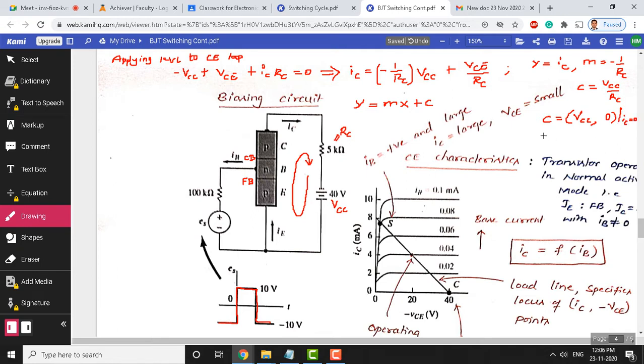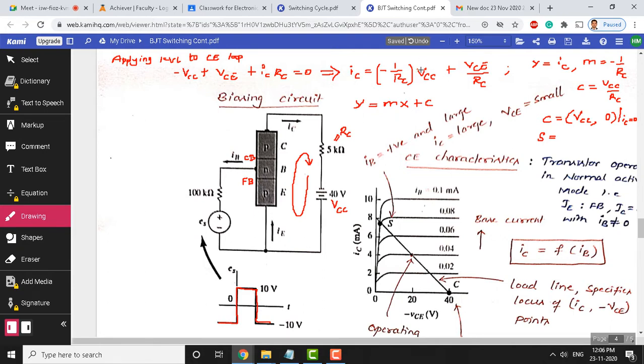Next, you can similarly obtain the S point, this point here, by making VCE as 0. Because when you end up on the y axis, the x will be 0. So, when VCE is 0, you can obtain the value of IC. Substitute here VCE as 0, and you will get a value of IC as minus VCC by RC.